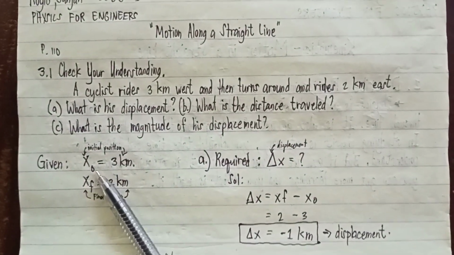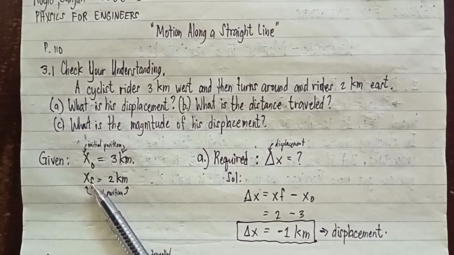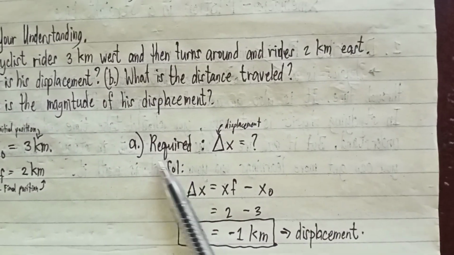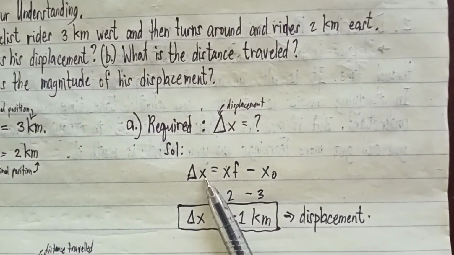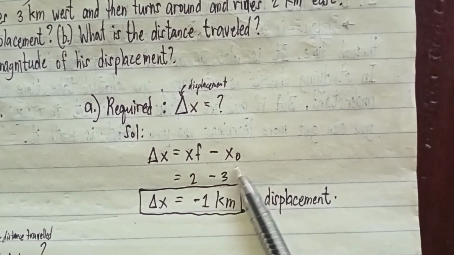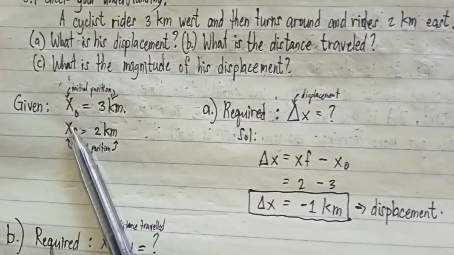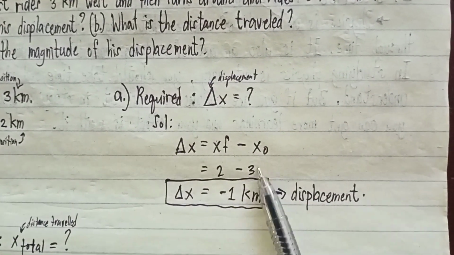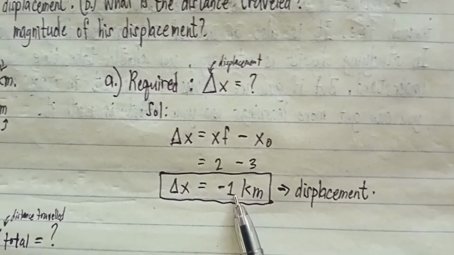The given here is the initial position equals 3 kilometers. Final position equals 2 kilometers. Letter A. Required is the value of displacement. Displacement equals final position minus initial position. So the final position is 2 kilometers. Substitute 2, then minus 3 equals negative 1 kilometer. This is the displacement.